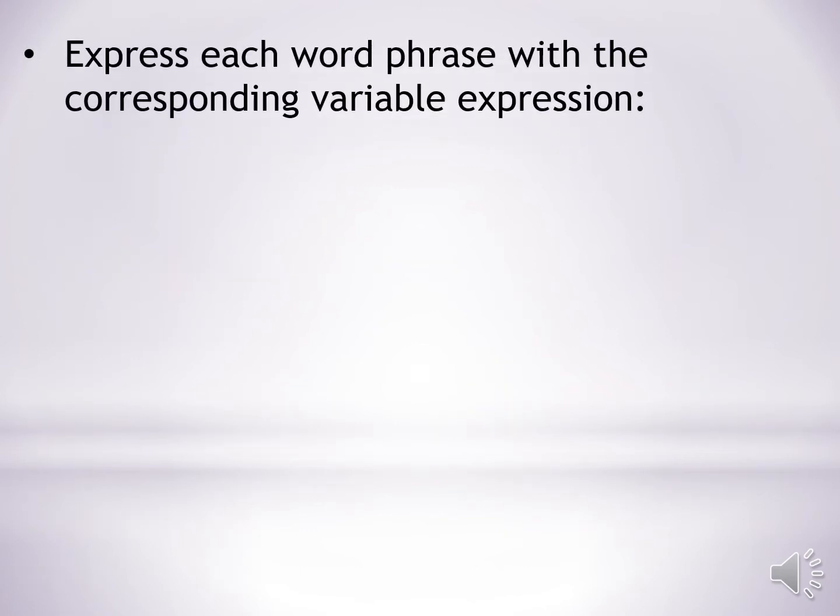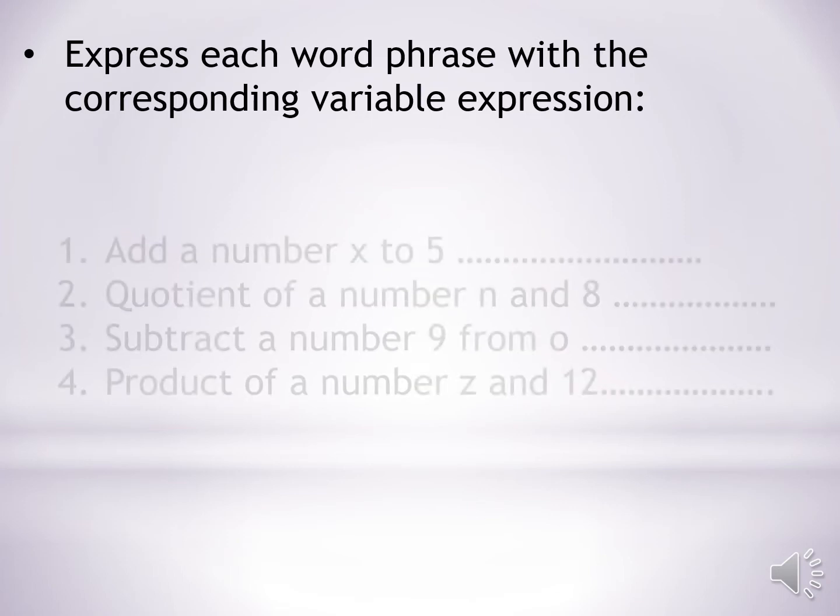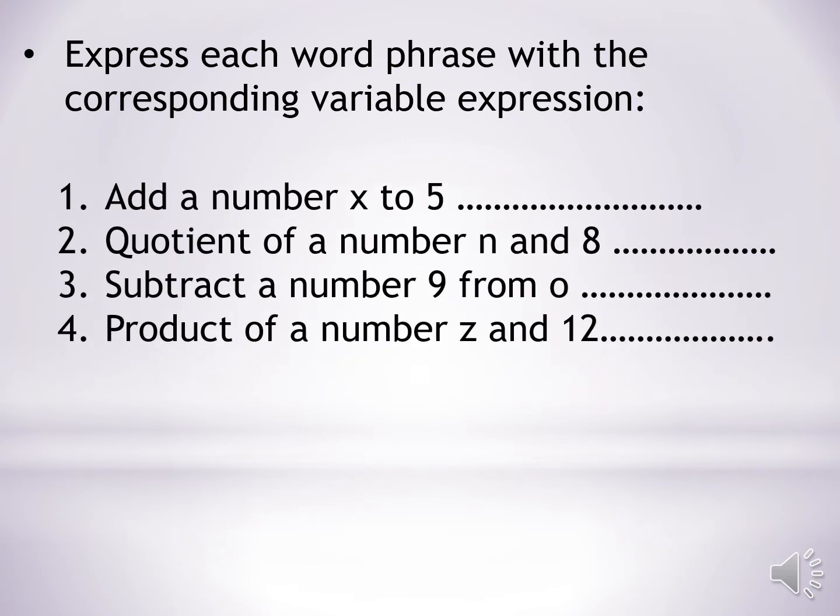Let's take an example. Express each word phrase with the corresponding variable expression. Number 1, add a number x to 5. We said that add is a keyword for plus. X, this is my symbol, and 5, this is my number. I want to write it as an expression, so I have to put the symbol and the number, and between them the operation. So x plus 5.